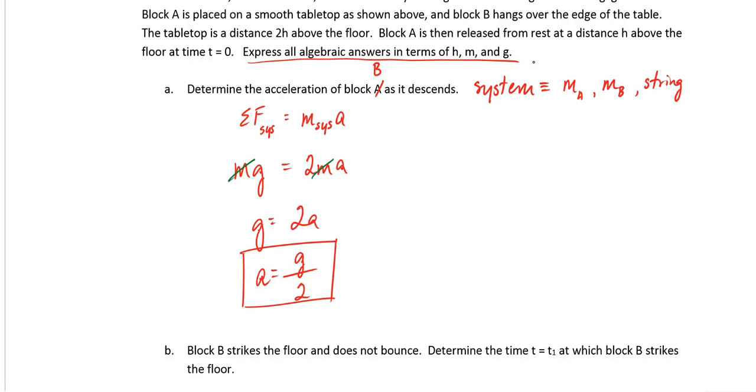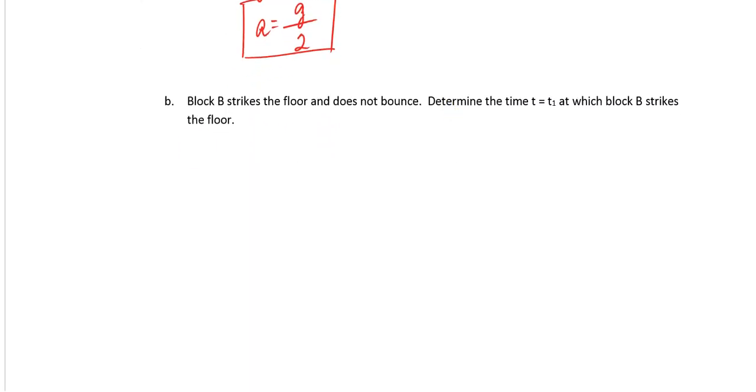Block B strikes the floor and doesn't bounce. Determine the time it strikes the floor. Alright. So we've got a constant acceleration where a is g over 2. Anytime you've got a constant acceleration, you can use any of the kinematic equations that we learned earlier. So let's go ahead and look at that. We know that it's going to move a height h, right? We know that a is g over 2. We're looking for the time. We know that the initial velocity is 0. So I think we've got enough that we could solve.